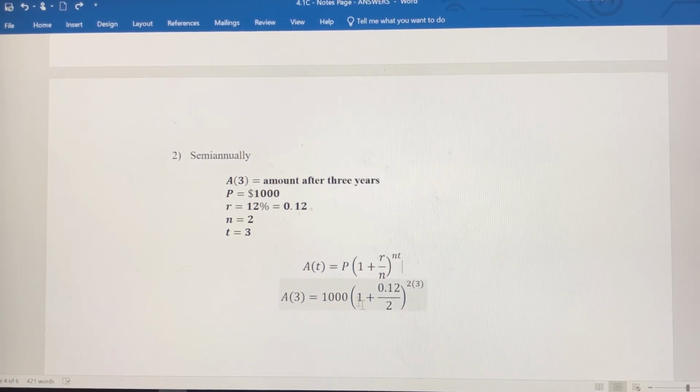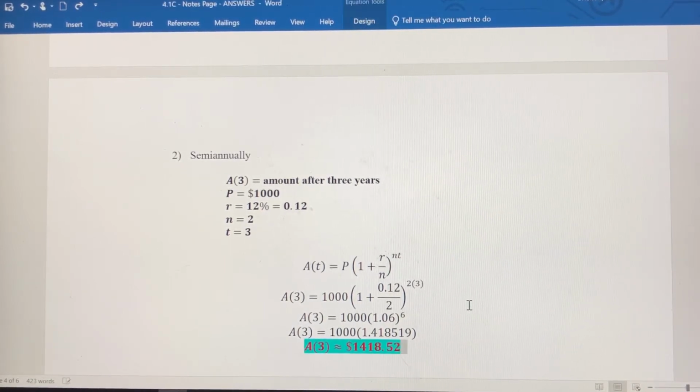Order of operations, parentheses first. That gives me 1.06. I can go ahead and multiply this; there's no reason I can't make that a 6 already. Evaluate the exponent, and that gives me this value. Again, I want to take it out far enough that I can round to the nearest cent, and then I multiply.